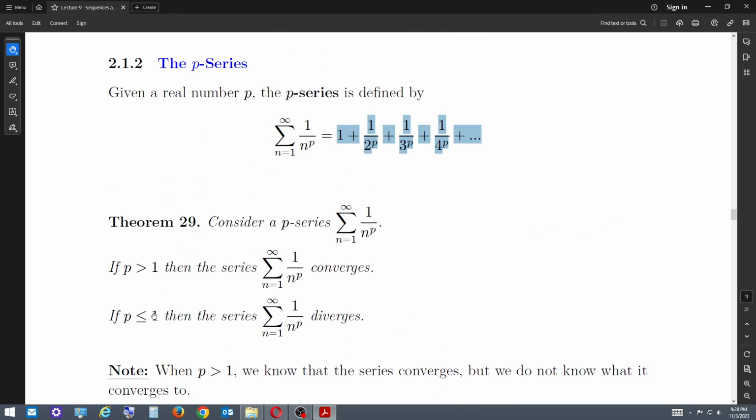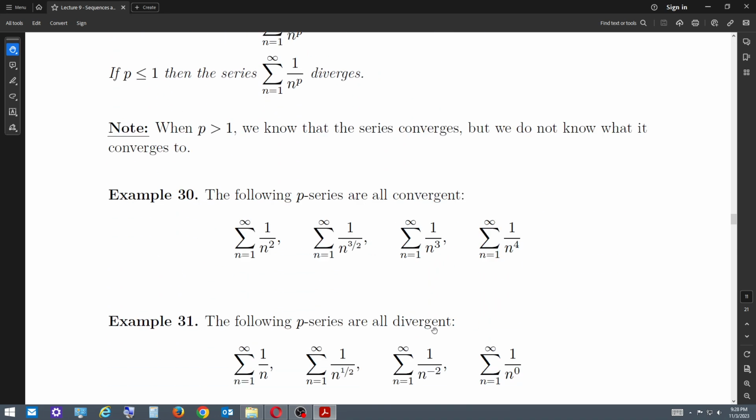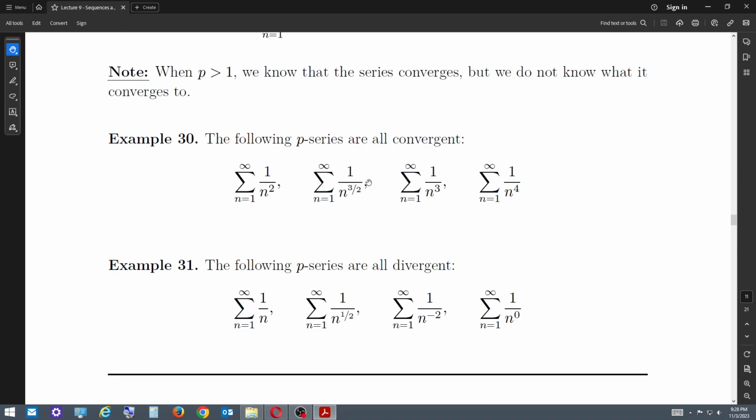Notice when p is equal to 1, we get the sum of 1 over n, which is the harmonic series that I mentioned before. So this theorem tells me that the harmonic series diverges, but it doesn't tell me why. It's just a theorem that we have to use. We are not going to be concerning ourselves with trying to prove this theorem. We're just using it. All right, so these are some examples of convergent p-series. We can take p as 2, 1.5, 3, 4, etc. Whereas if we take p as 1, a half, negative 2, or 0, these are all divergent.